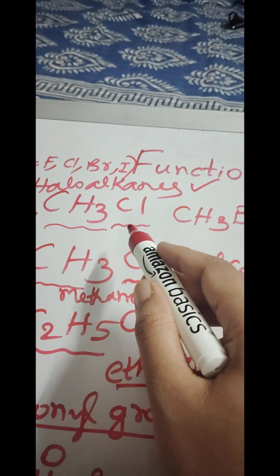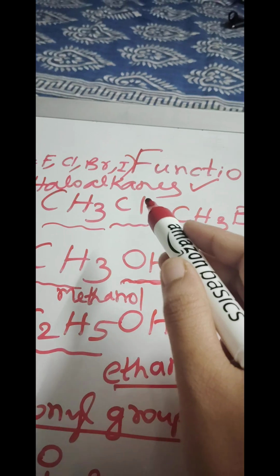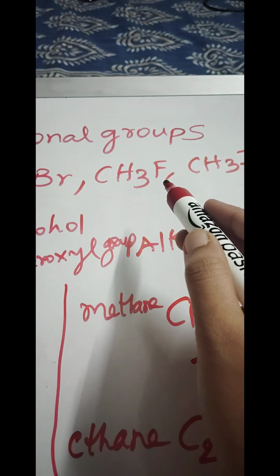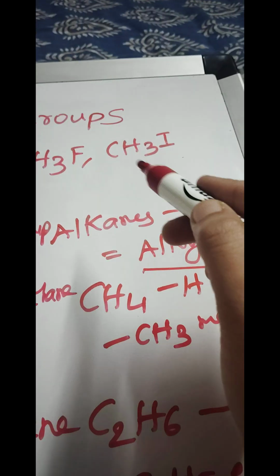In this, the name comes like this. Whatever the halogen present, we should mention it as halo. If it is chlorine, chloro. Bromine, bromo. Fluorine, fluoro. Iodine, iodo.